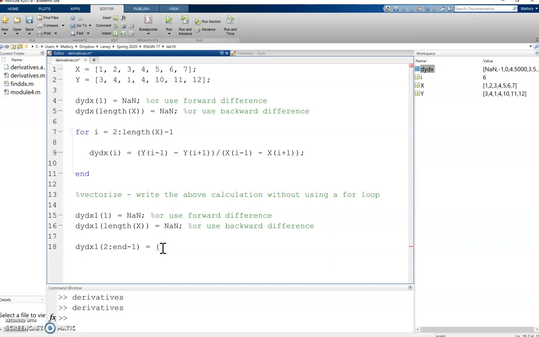And on the top of this equation, we have y. And if 2 to end minus 1 is i, then we're going to do i minus 1, we're going to subtract 1 from 2, so it's going to be y1, and we're going to subtract 1 from end minus 1, so that's going to be n minus 2.